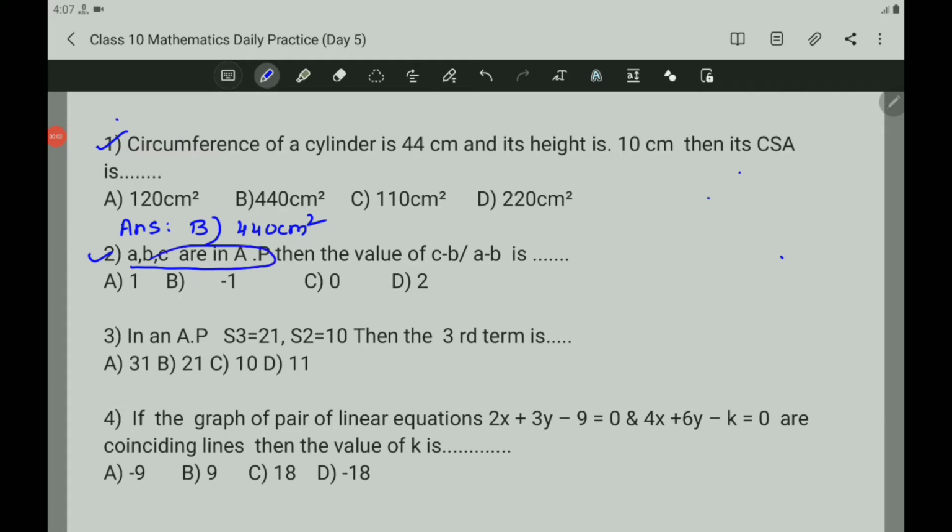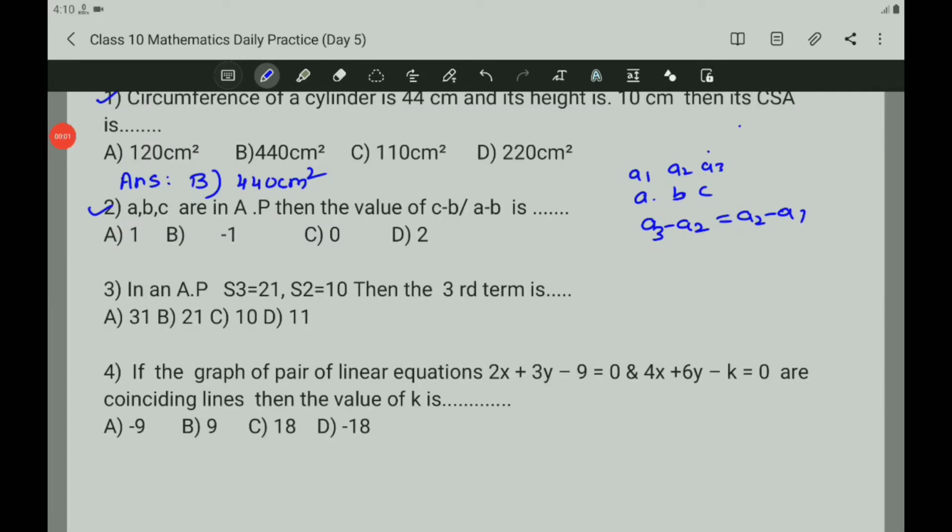A, B, C are in AP. Then the value of C minus B by A minus B. As A, B, C are in AP, this is A1, A2, A3. You know that A3 minus A2 equals A2 minus A1. A3 minus A2 is C minus B, equals A2 minus A1, that is B minus A. So you write C minus B as it is and you need A minus B.